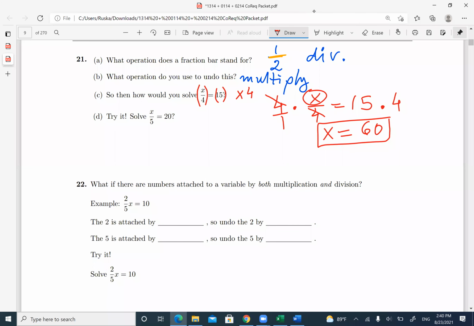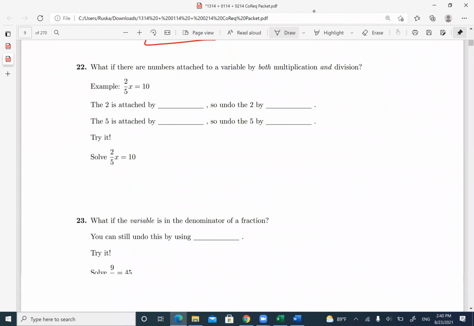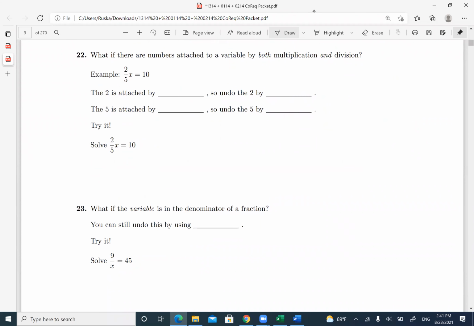Let's try the other one. So here you have x over 5 equals 20. What are you going to multiply by? If you have x over 5, you multiply by 5. And 5 up and 5 down cancel, so you get x equals 100. Okay? Everybody good so far? Questions? So that's how you solve simple equations.